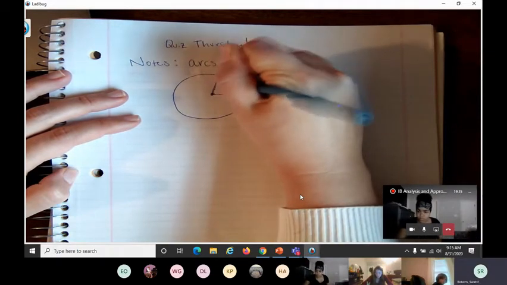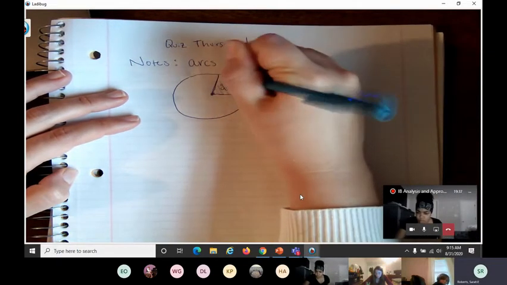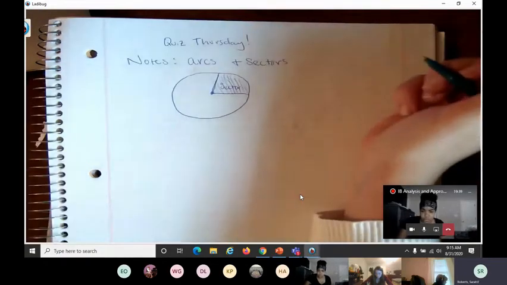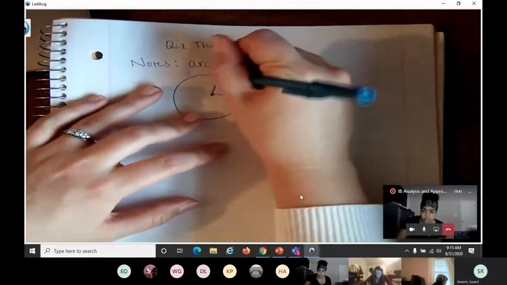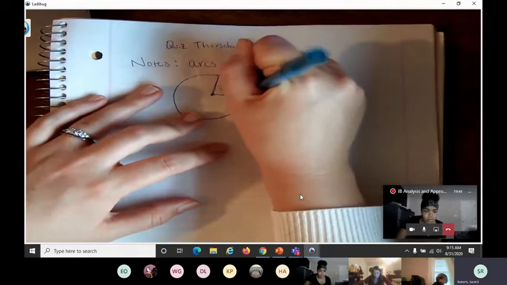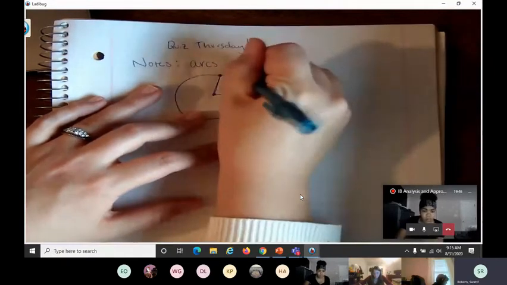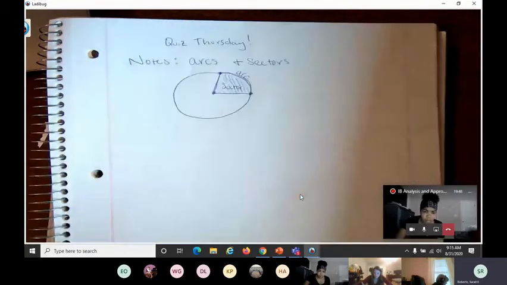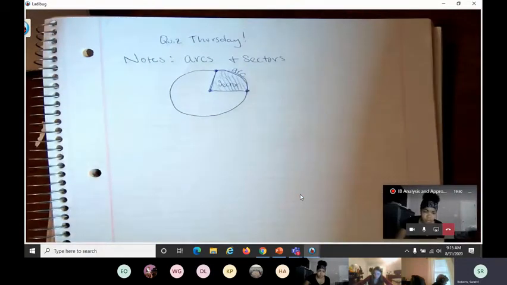This whole little piece, it's like a pie piece, a little wedge of the circle. And then your arc is the arc that goes along the perimeter of your circle. Okay, so this is what we're talking about when we're talking about arcs and sectors, specifically of circles.